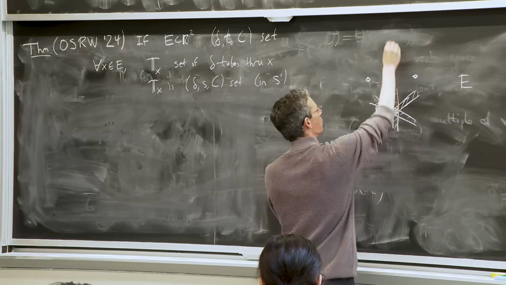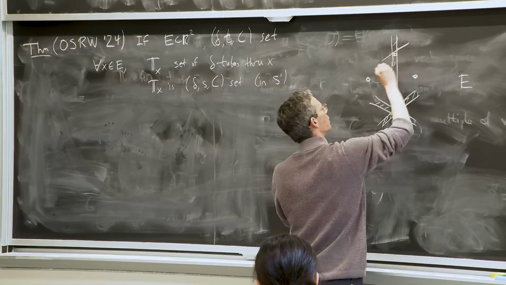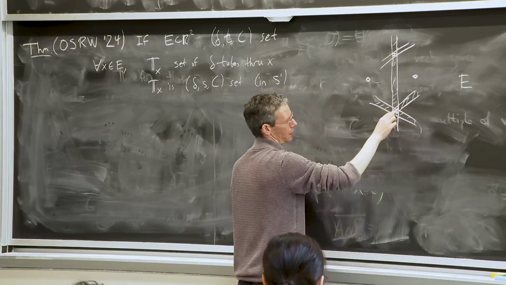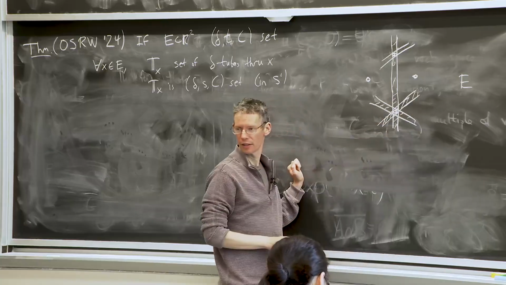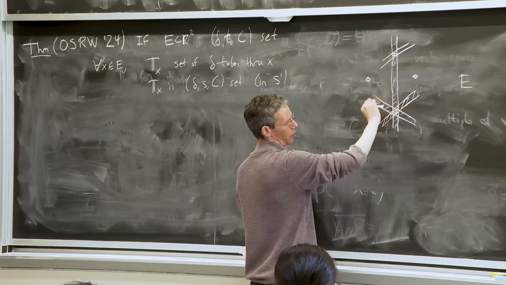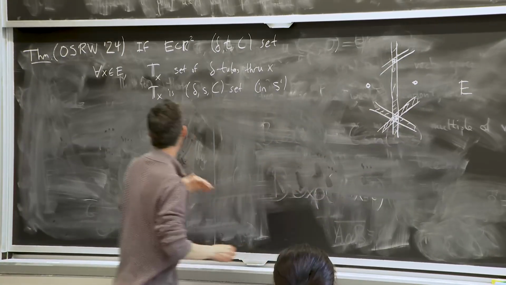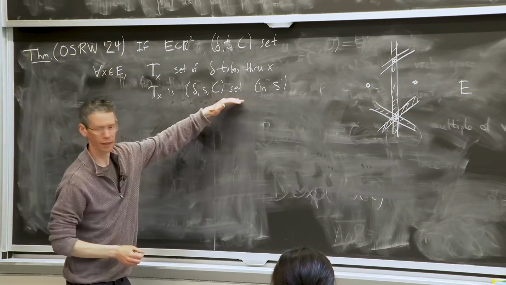OK, and we'll repeat for all of these other guys. Maybe this tube keeps going and goes through there, and tube there. But so if this is x, those tubes there, that's Tx. And they point in different directions. So you can think of the directions as being parameterized by S1. And they are a delta SC set in S1.